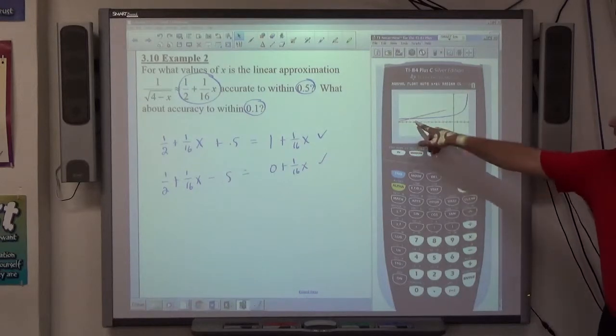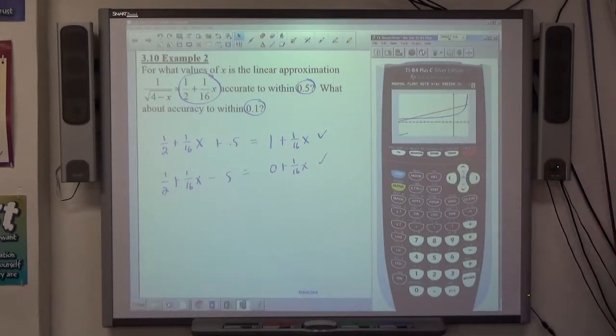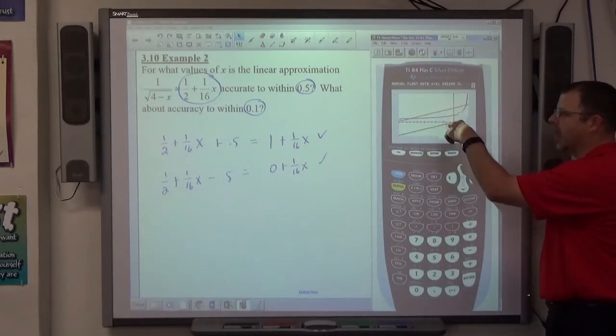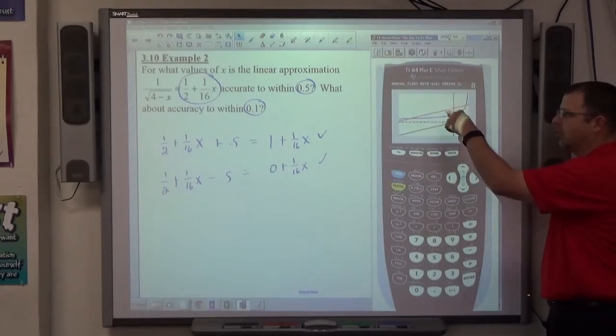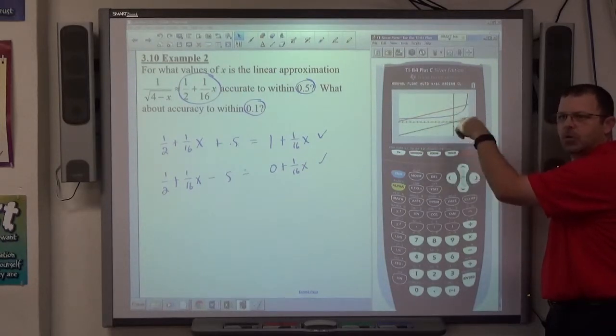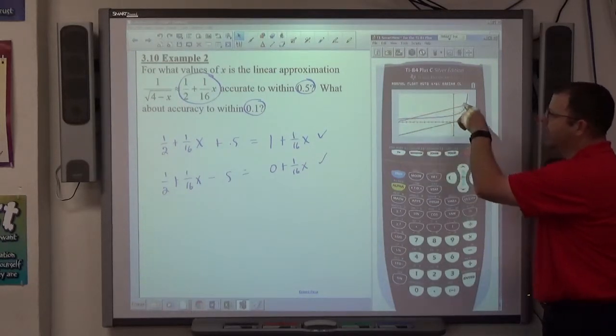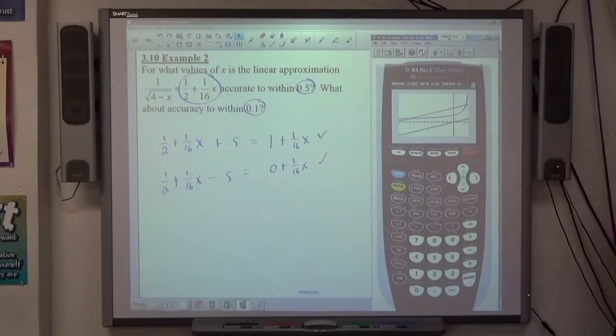Excellent. So right here and right there, those two values represent the places where the curve itself, the blue curve, is within the error window. 1/2 too big, 1/2 too little, blue is in between, too big and too little. It stops here and there, and again the black line has no bearing on this.